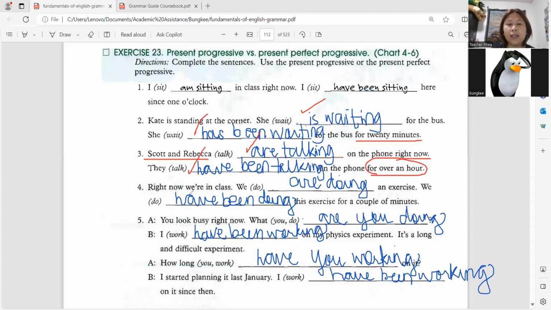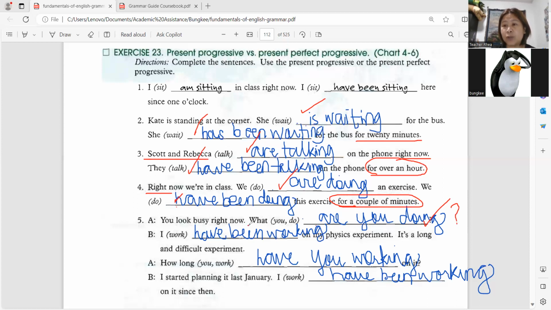Right now, we're in class. We are doing an exercise right now. We have been doing this exercise for a couple of minutes. So you look busy right now. What are you doing now? Because you're so busy.